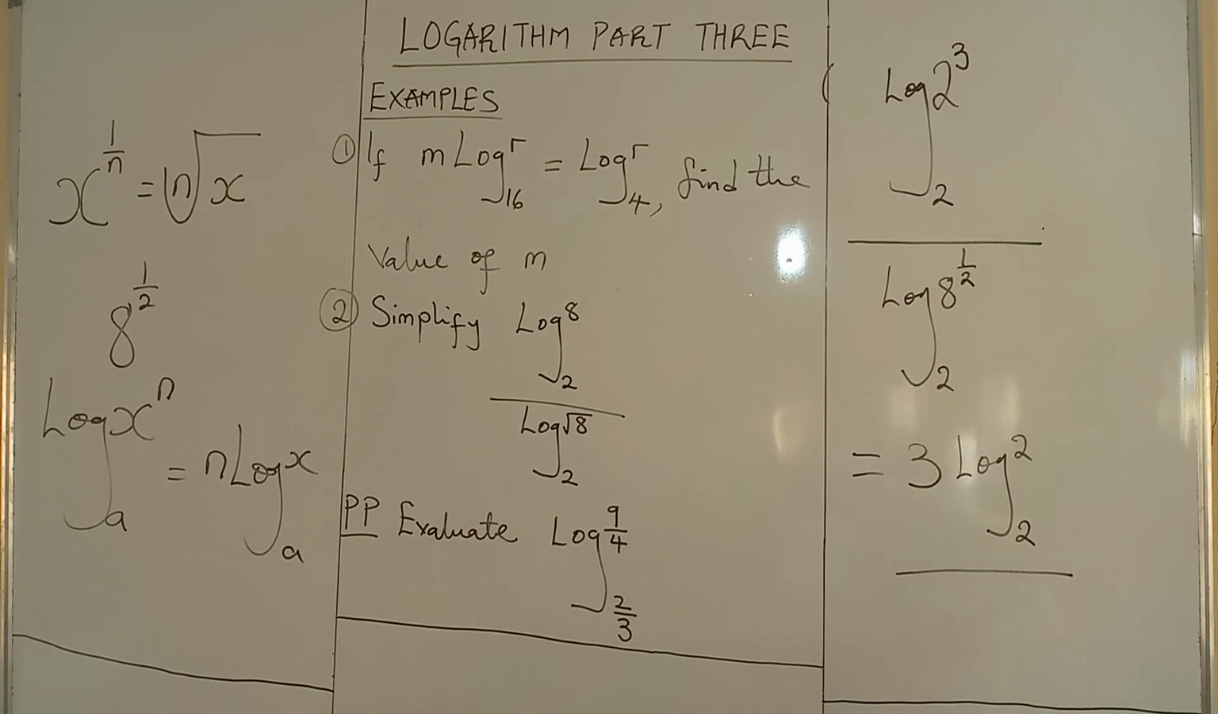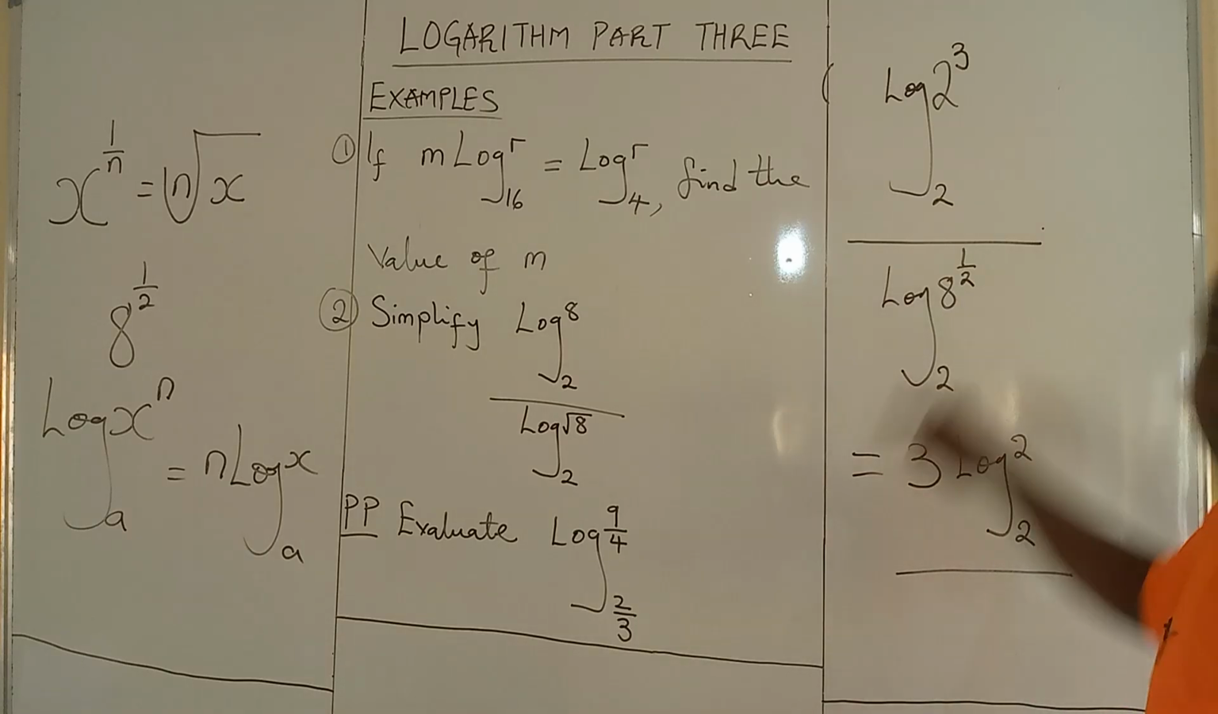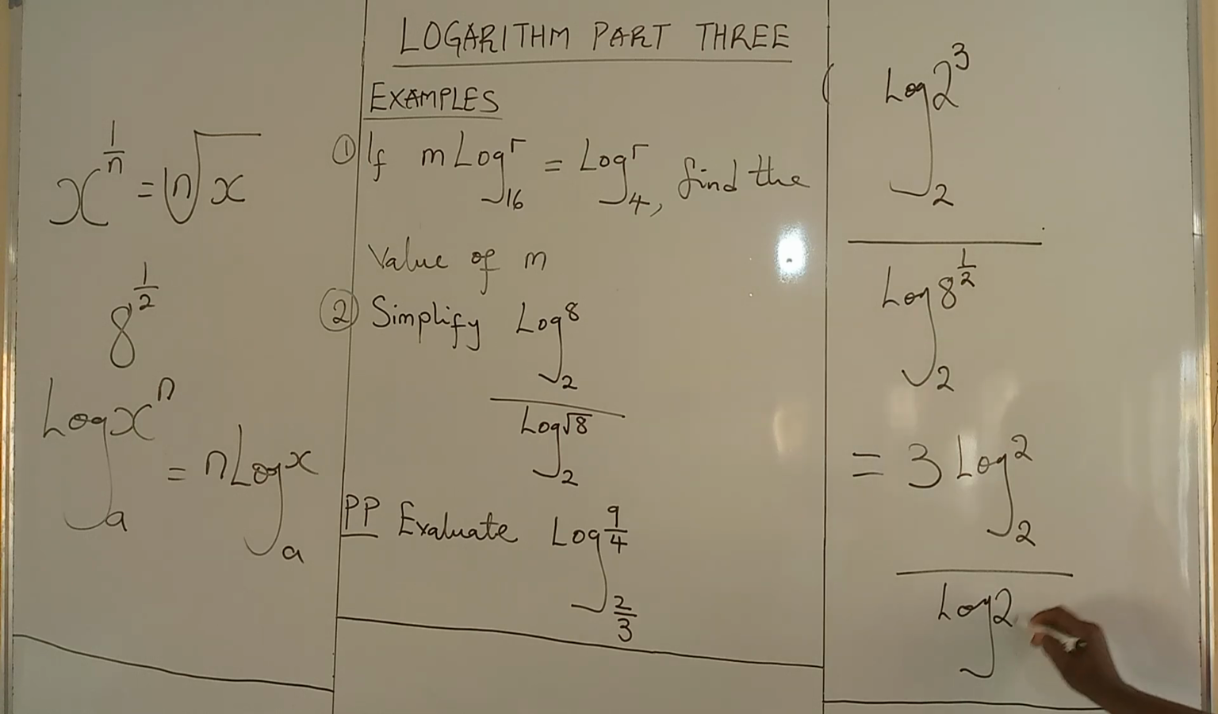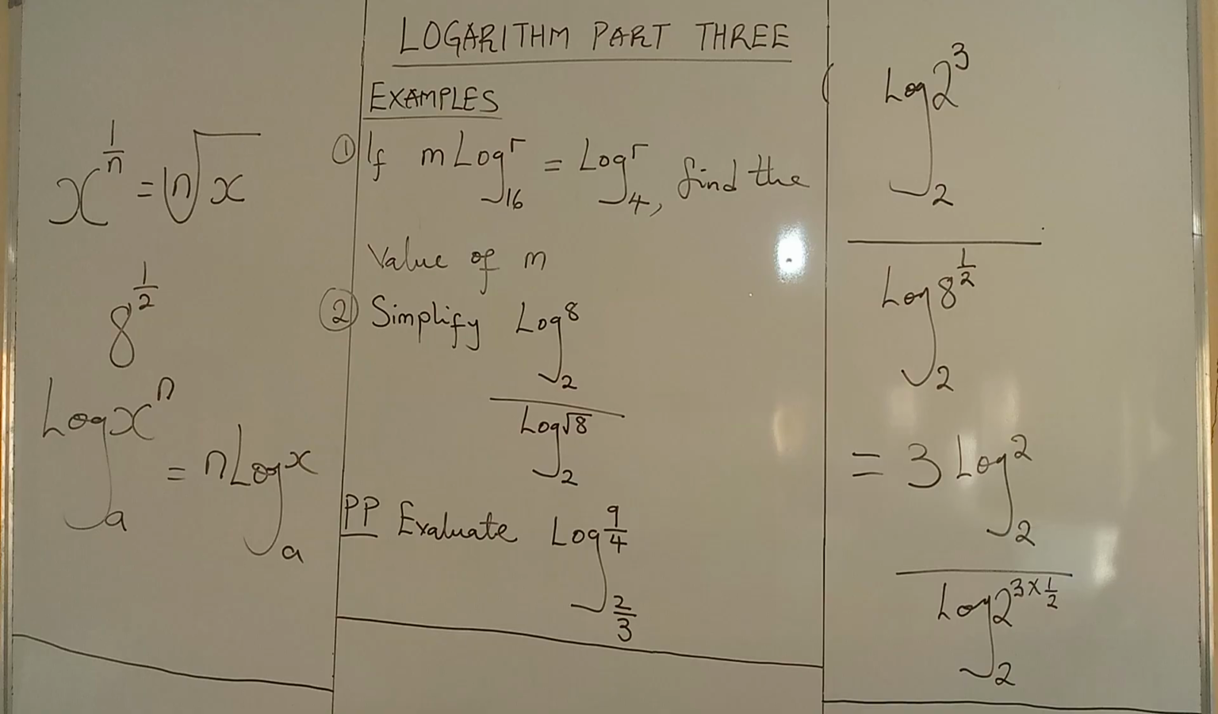Now looking at the denominator, I can still apply that power law, or better still, 8 is the same thing as 2 raised to power 3. So this will be log 8, which is 2 raised to power 3, and there is power 1 over 2 already, base 2.